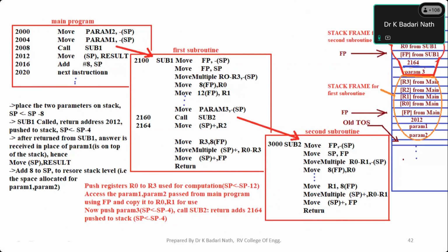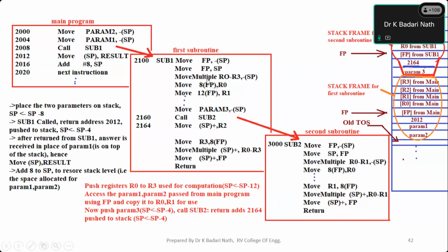So now once you are in the first subroutine, whatever answer you got from the second subroutine, you have to retrieve it. So where is it available? It's available in the memory location, that is, at the top of the stack. So move (SP)+, R2 means I am popping the top of the stack, which is nothing but parameter 3. Now the stack pointer has got adjusted because you are popping once. So now where is the stack pointer? Now the stack pointer is pointing to the top of the stack frame of the first subroutine.